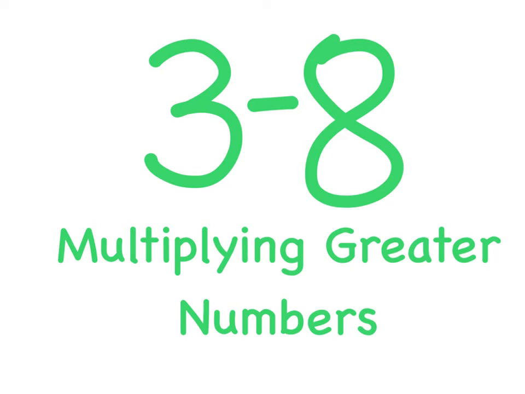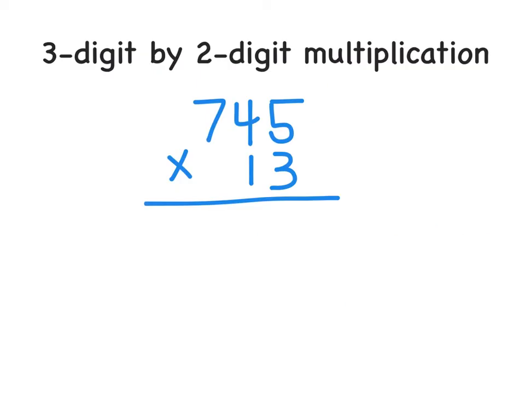This video is about 3-8 multiplying greater numbers. We've multiplied 3-digit by 1-digit numbers and 2-digit by 2-digit numbers, but in this video, we're going to talk about multiplying even bigger numbers. Specifically, we're going to focus on multiplying 3-digit numbers by 2-digit numbers. And the nice thing is we're still going to use the same strategies, the standard algorithm and partial products.